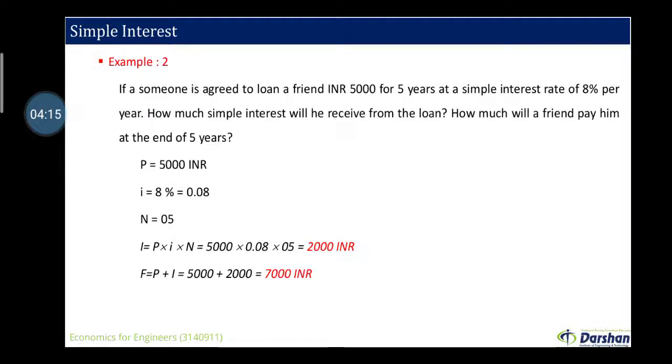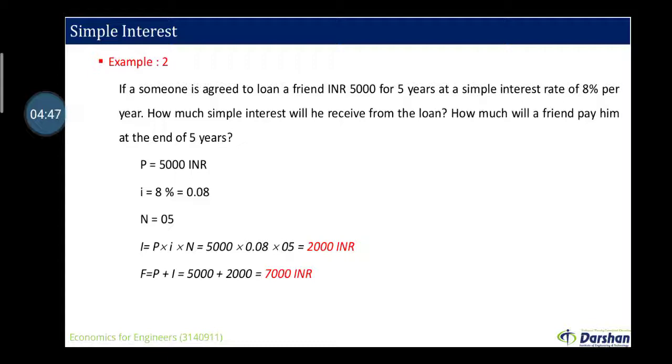The second example is given. If someone agrees to loan a friend 5000 rupees for 5 years at a simple interest of 8% per year, then how much simple interest will he receive from the loan? And how much will the friend pay him at the end of 5 years? So here the amount is 5000 rupees, right? Then the interest rate is 8%. And n, the number of years, is 5 years. So I is equal to P multiplied by R multiplied by n.